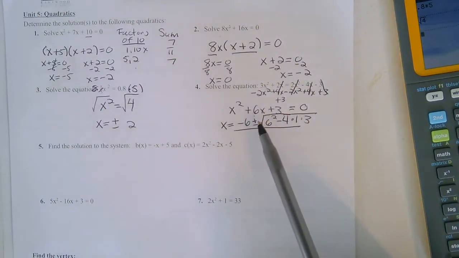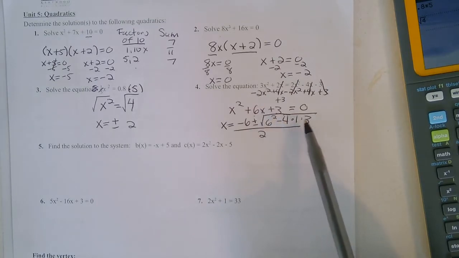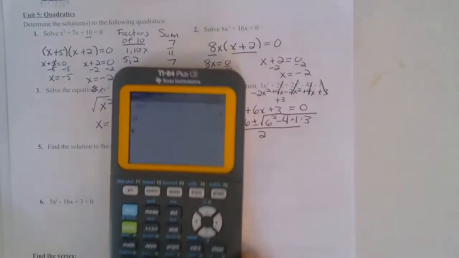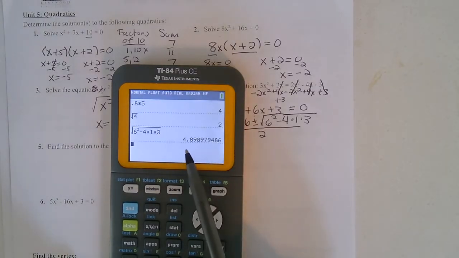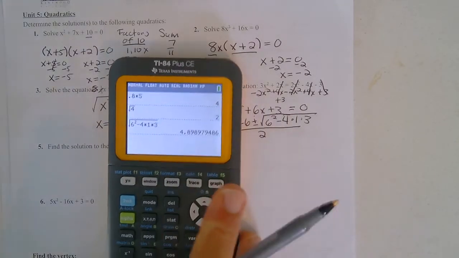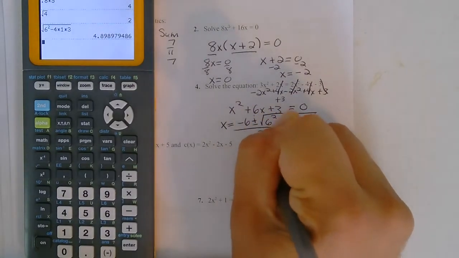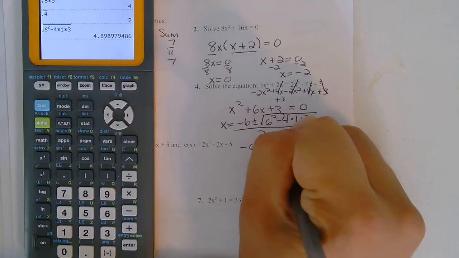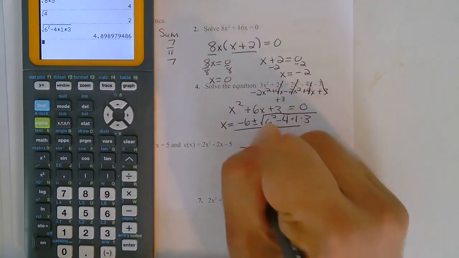Now what I'm going to do is do this discriminant all at once. I'm going to take the square root of 6 squared minus 4 times 1 times 3. So on this calculator, I'm going to go the square root of 6 squared minus 4 times 1 times 3. And you get 4.89. So this is going to be an approximate answer, not an exact answer. So negative 6 plus or minus 4 point, and then instead of 89, that would round to 90, divided by 2.